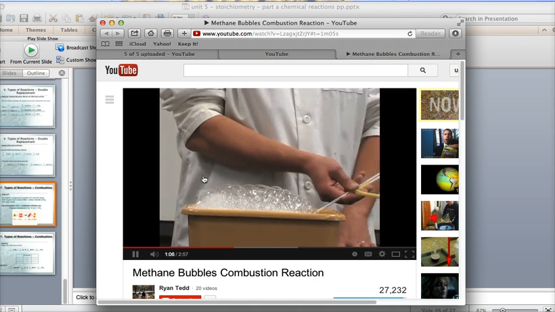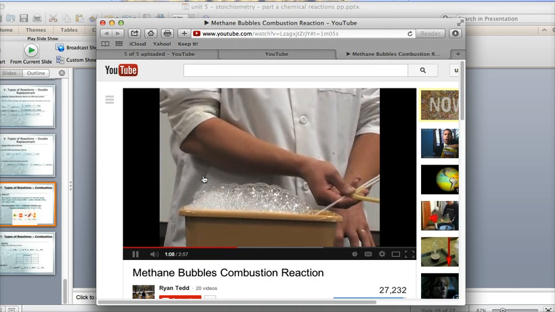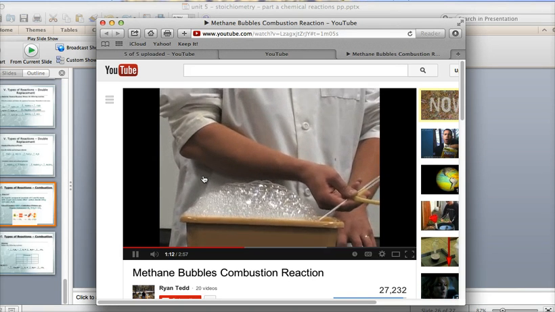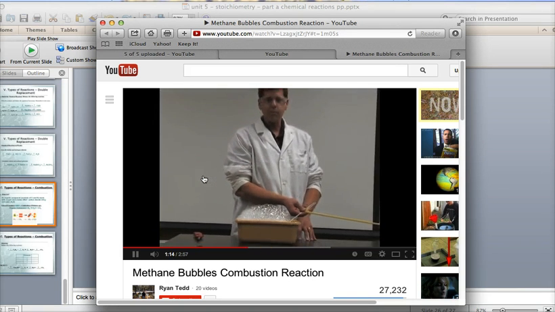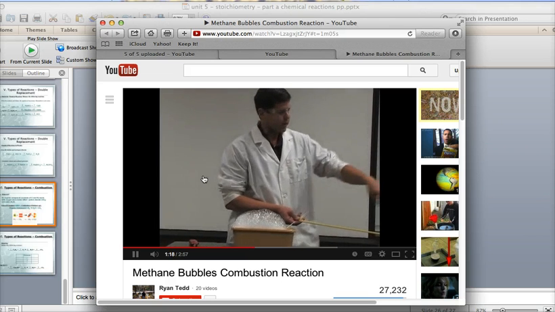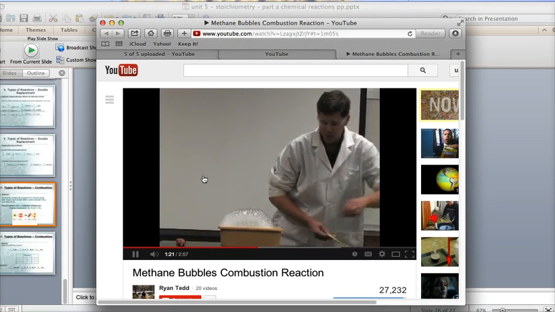Your gas furnaces at home actually combust gas to give you heat that heats your homes. Well, today I'm going to demonstrate a combustion reaction right in front of you. Okay, this is called methane bubbles. I'm just generating some methane bubbles right now. So that looks to be enough, so I'm just going to come over here and turn them off.